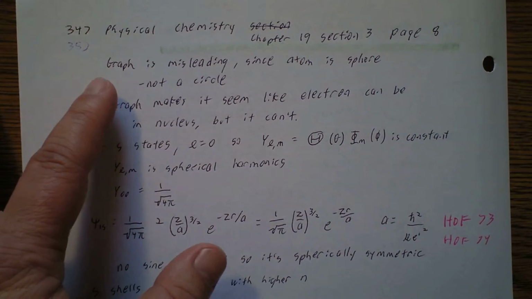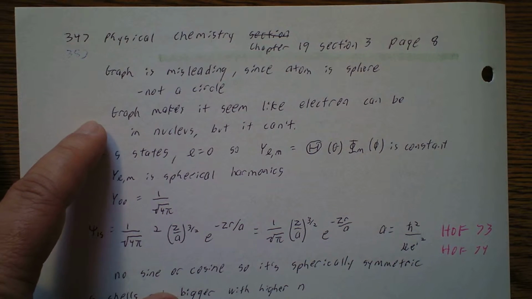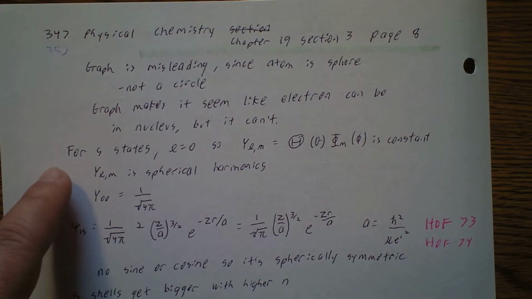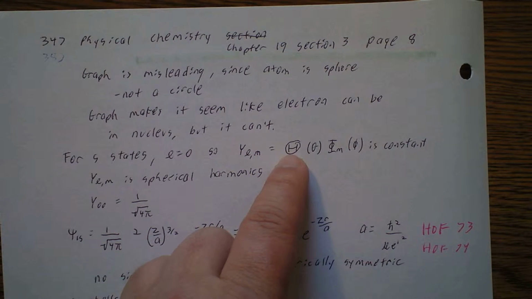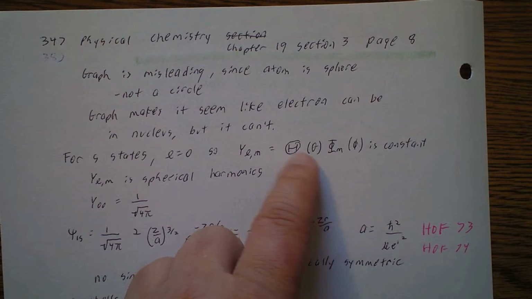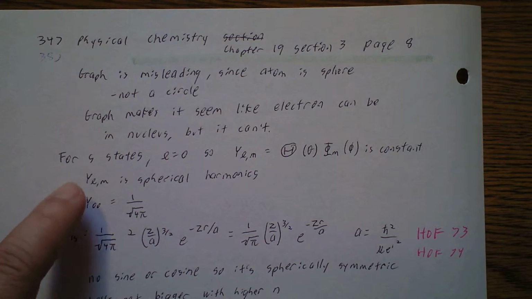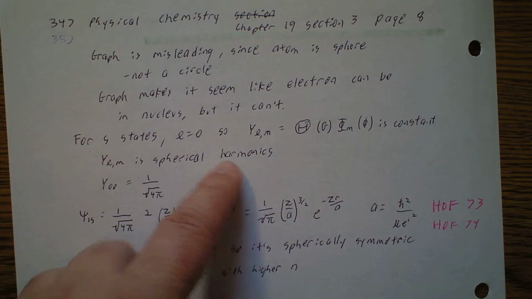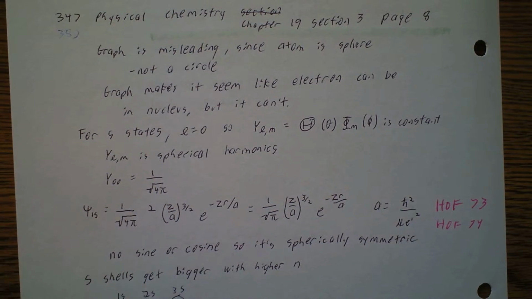So here's the tricky part. The graph is misleading because an atom is a sphere, not a circle. From that graph you might think the electron can actually be found in the nucleus, but it can't. For s states, remember l is equal to 0. So Y of l and m is going to be equal to theta of theta and phi sub m of phi. Those are both constants. Like I said, this Y of l and m is the spherical harmonics, so we get Y00 is just 1 over the square root of 4 pi.